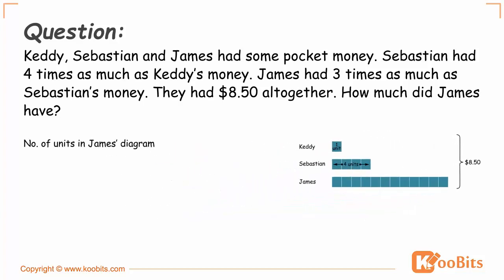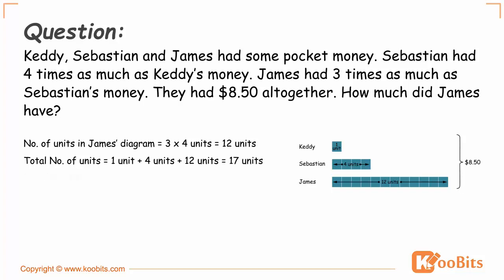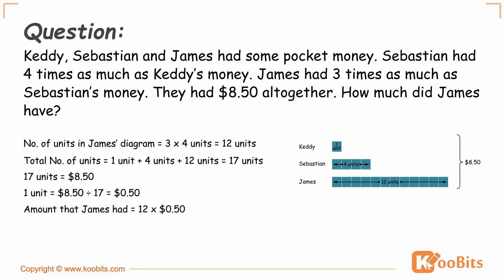The number of units in James's diagram is equal to 4 multiplied by 3 equals 12 units. The total number of units that represent Keddy's, Sebastian's, and James's money is equal to 1 unit plus 4 units plus 12 units equals 17 units. 17 units are equal to $8.50. 1 unit is equal to $8.50 divided by 17, equals 50 cents. Since James's diagram is made up of 12 units, the amount that James had is equal to 50 cents multiplied by 12 equals $6. Hence, James had $6.